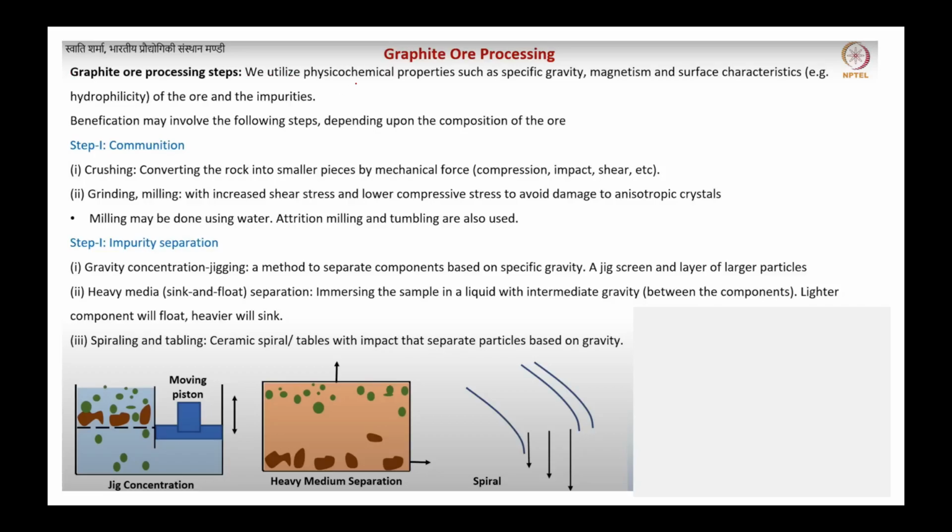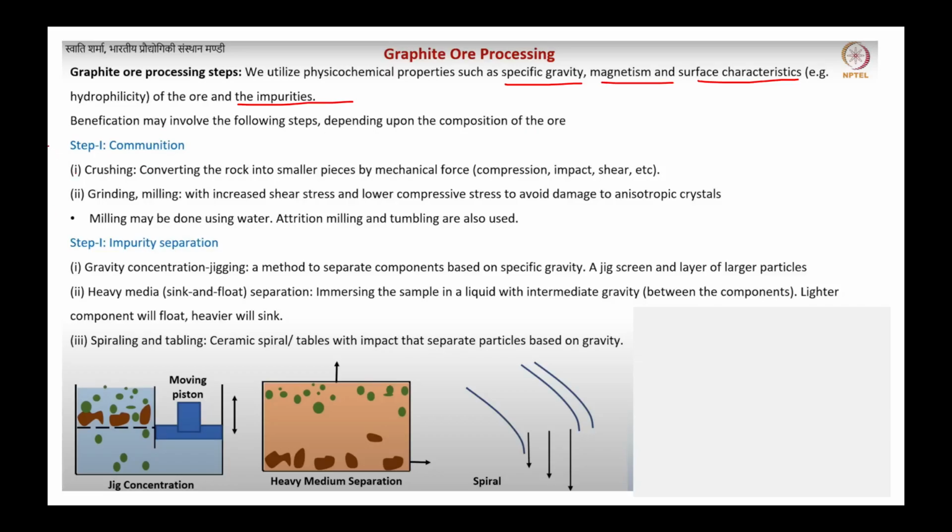We utilize the physicochemical properties such as specific gravity, magnetism, and surface characteristics, for example hydrophilicity of the ore and the impurities. By using these properties, we can process the ore in order to get rid of the impurities. So beneficiation may involve the following steps depending upon the composition of the ore.